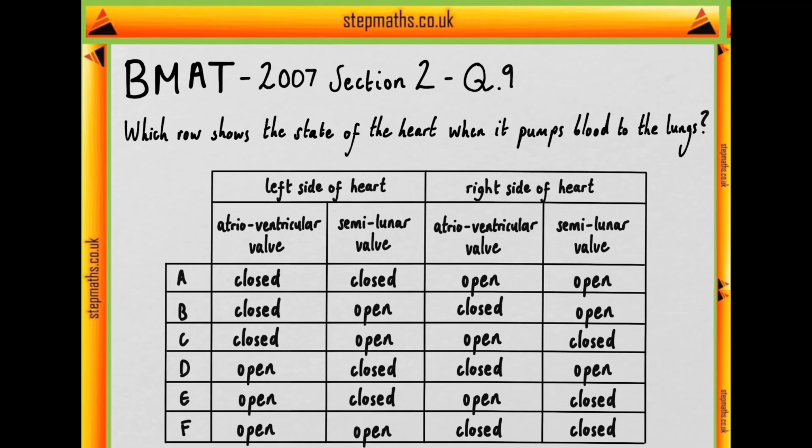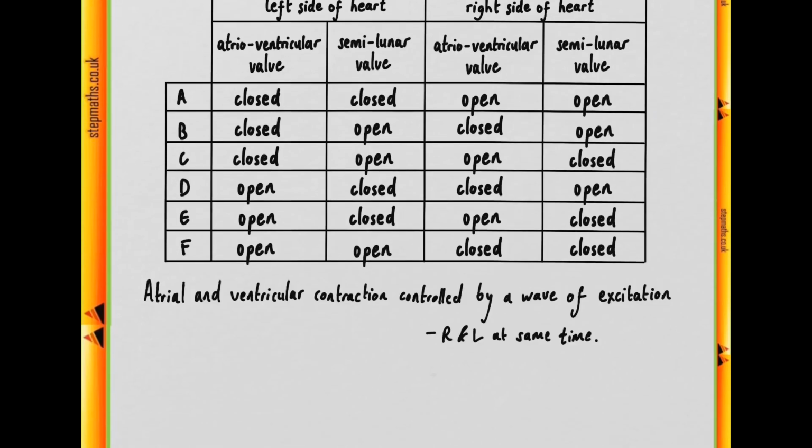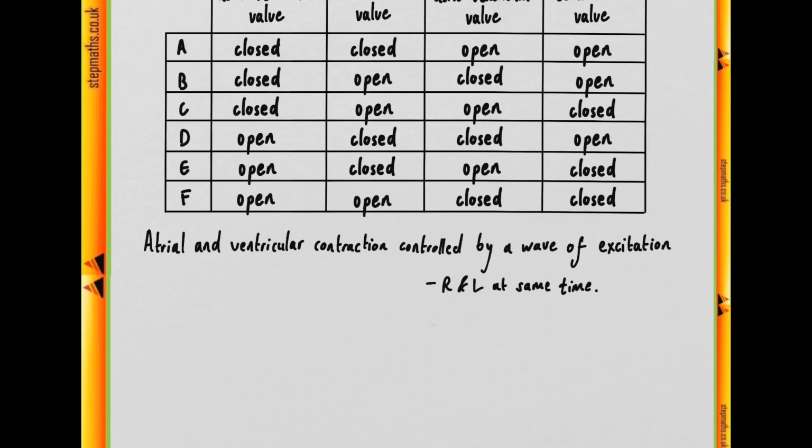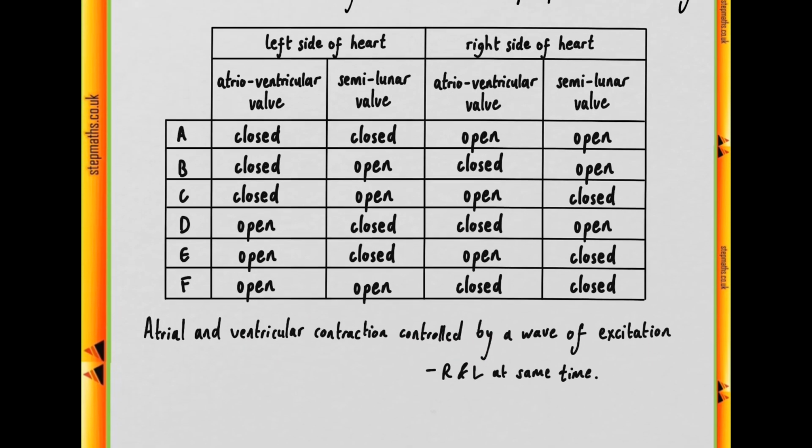So firstly, we can see that in our table we have both the left side of the heart and the relevant valves, and the right side of the heart and the associated valves. The thing to remember, of course, is that the left side and the right side of the heart don't have their own autonomous sinus rhythm generators, i.e. pacemakers. We should remember that the atrial and ventricular contractions are controlled by a wave of excitation which starts at the sinoatrial node within the atria, and then it spreads to the ventricles.